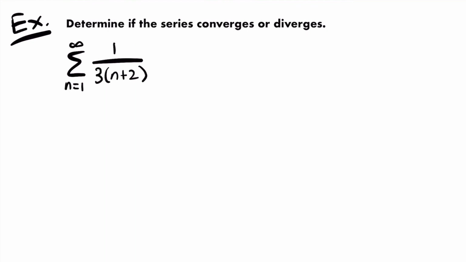Well, first off, let me just rewrite it a little bit. I'm going to say that this is equal to the sum from n equals 1 to infinity of 1 divided by 3n plus 6. I'm just going to multiply that 3 through this quantity. And this series looks very similar to a p-series, so maybe we can compare it using a comparison test to a p-series, right?